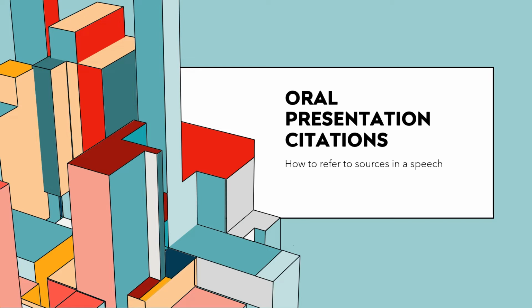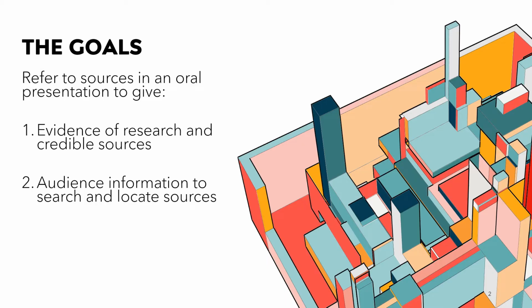Today I want to briefly share with you how to cite a source when giving a speech or oral presentation. When giving a speech, we want to refer to the sources of our information for two reasons. The first being that we want to give evidence of having credible sources. This also ties into avoiding plagiarism and giving credit to others for their work. The second reason is to give the audience enough information that they could find the source for future study.